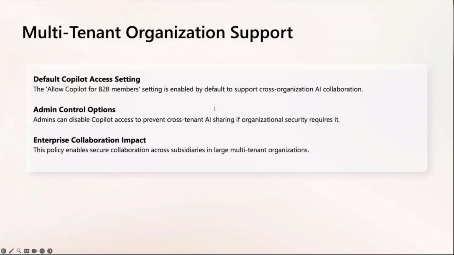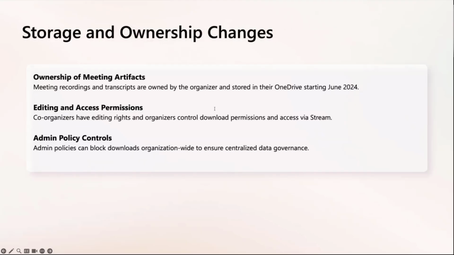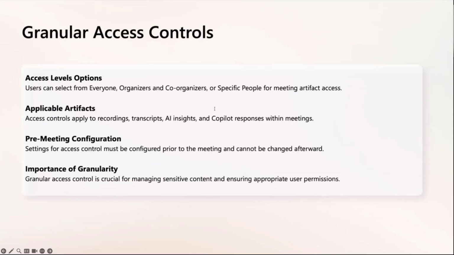Some of the compliance controls I mentioned a little bit earlier, I'm just going to touch on those briefly. You've got the default Copilot access setting, so allow Copilot for B2B members. You've got admin controls as well. You've got enterprise collaboration for large multi-tenant organizations, which is a thing. Storage and ownership changes, which is something I mentioned a little bit earlier. So co-organizers have editing rights and organizers have full control of download permissions via Stream of these meeting artifacts. You've got granular access controls on certain artifacts like recordings, transcripts, the insights, and the Copilot responses.